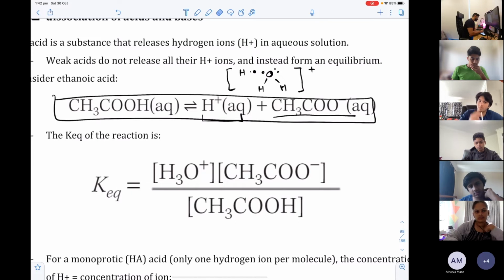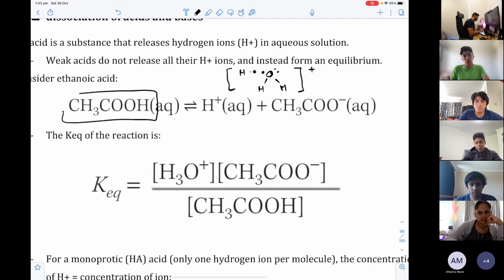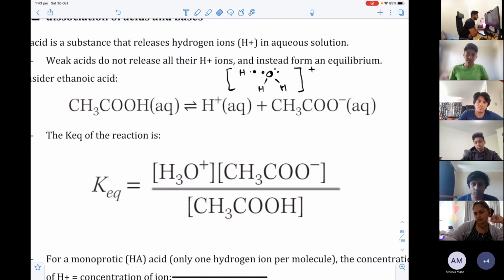So does anyone know the name of this ion, or particularly the name of this acid? Give you a hint if you... Acetic acid. Acetate. Very good, right? The hint I was going to give you is if you like sushi, they put that in the rice. So vinegar, you're literally looking at the chemical formula of vinegar. So acetic acid or ethanoic acid, as you might call it.